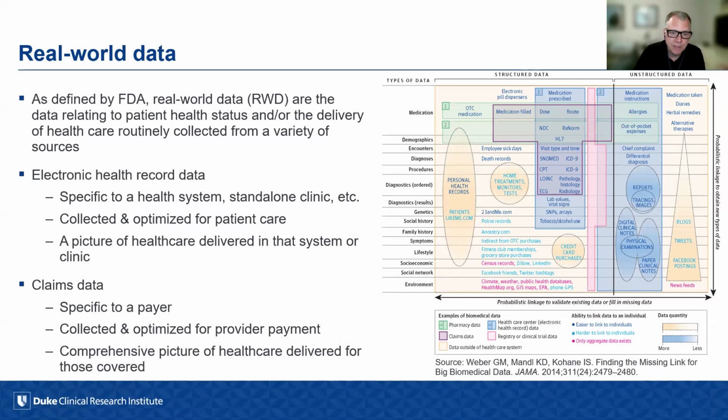Claims data is specific to a payer, right? Collected and optimized for provider payment. What's great about it, though, is that it's a comprehensive picture of healthcare delivered for people covered by a certain insurer. So those are the two kinds of data sources that we're going to talk about today. One of the other things I've worked with at Duke quite a bit is registry data. Registry data is real world data, and there are trials that leverage registries, but that doesn't have the bulk of data that we're talking about today.